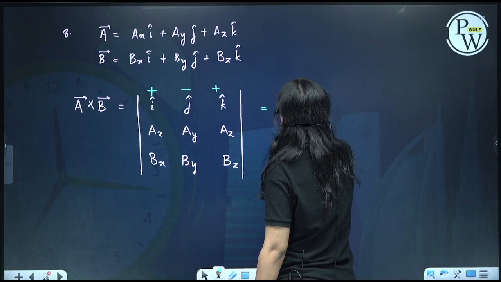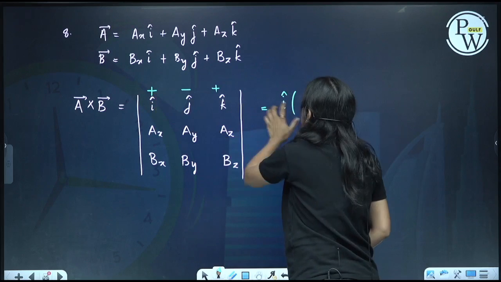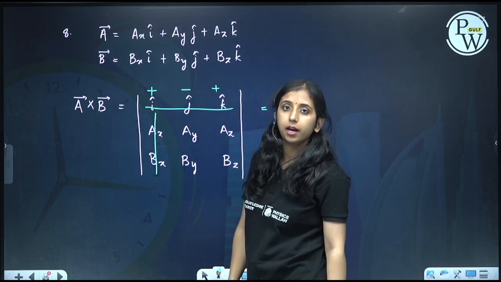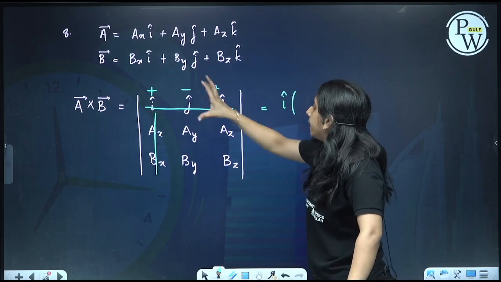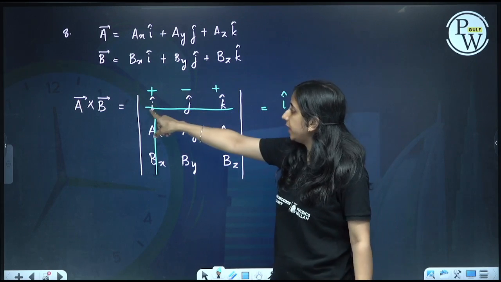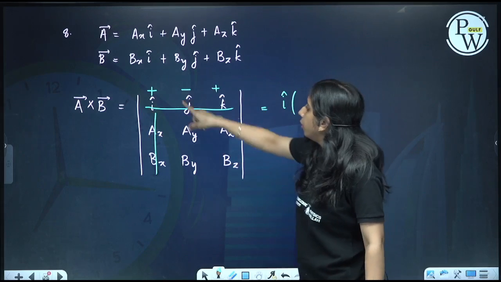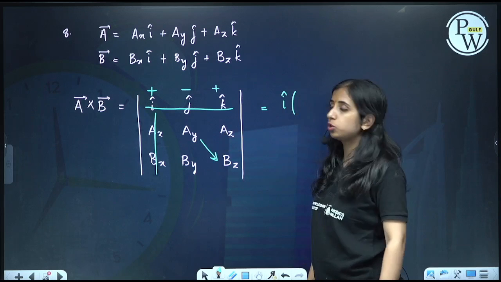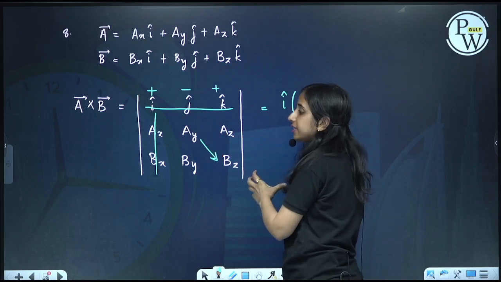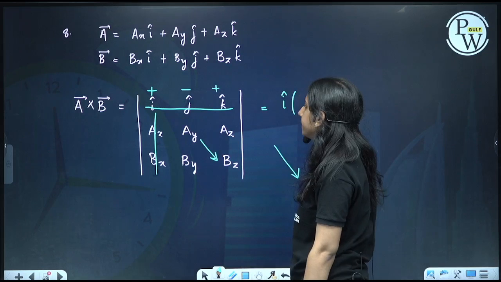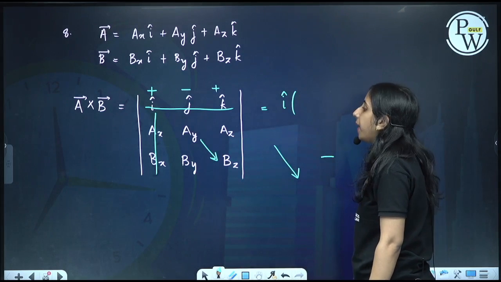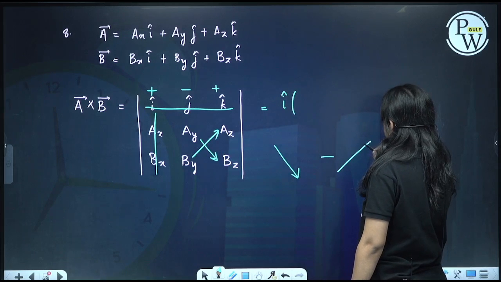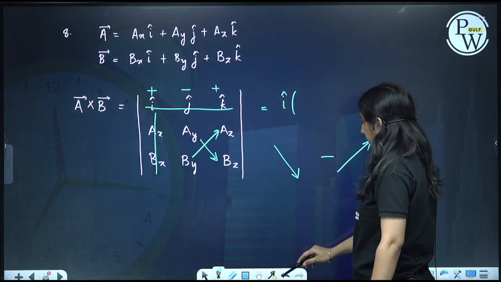Now open this determinant. Because we have plus, write plus i cap. Remove the row and column of i. How to calculate this determinant? Multiply in the downward direction first. Then put a minus sign, then multiply these two in the other direction.